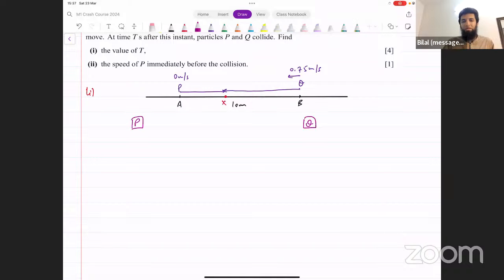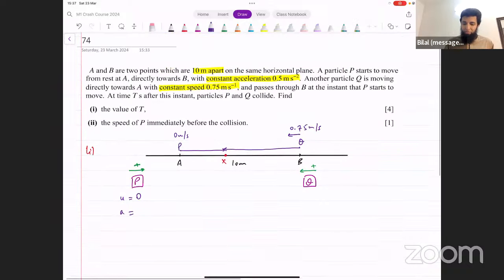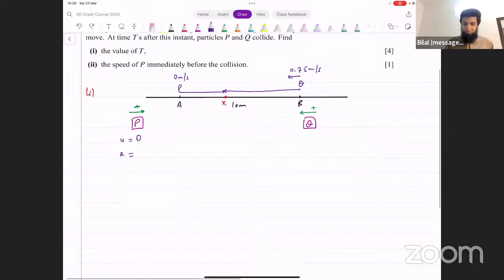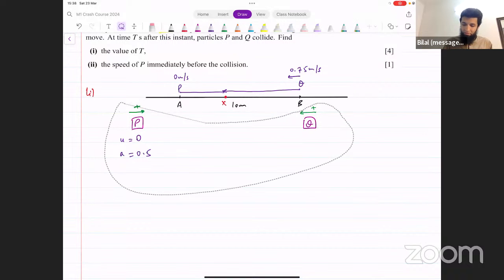Now, particle P is moving towards the right, so we should take the right direction as positive for particle P. Q is moving towards the left, so we can take left as positive for particle Q. Okay. Now, what do we know about P? For P, we know the initial velocity is 0. We know the acceleration was given to be 0.5. These are two pieces of information that we have about P. What do we know about Q now?